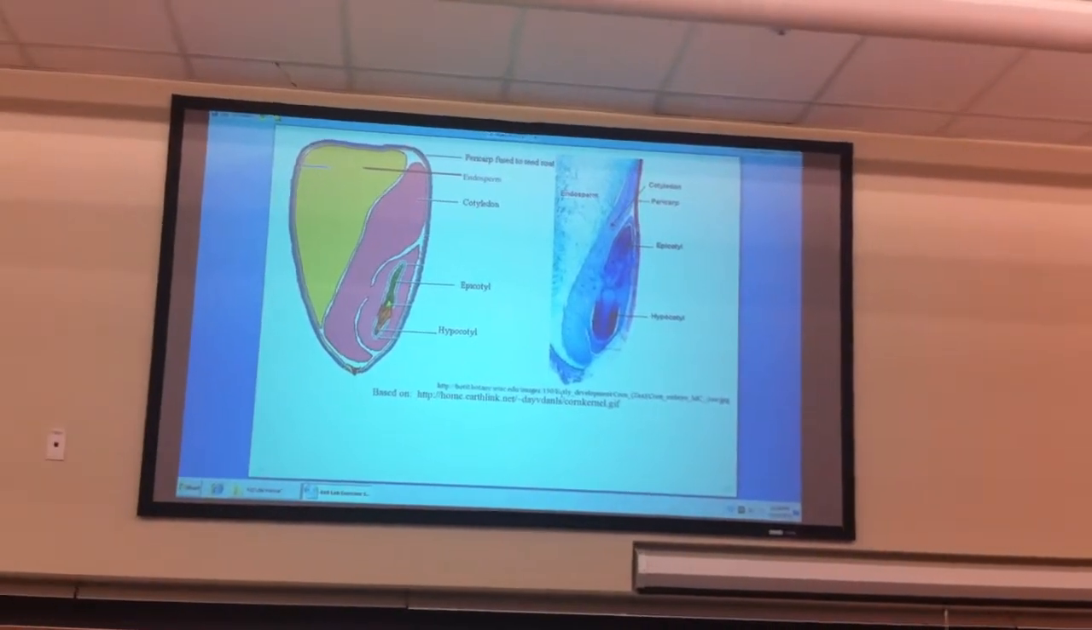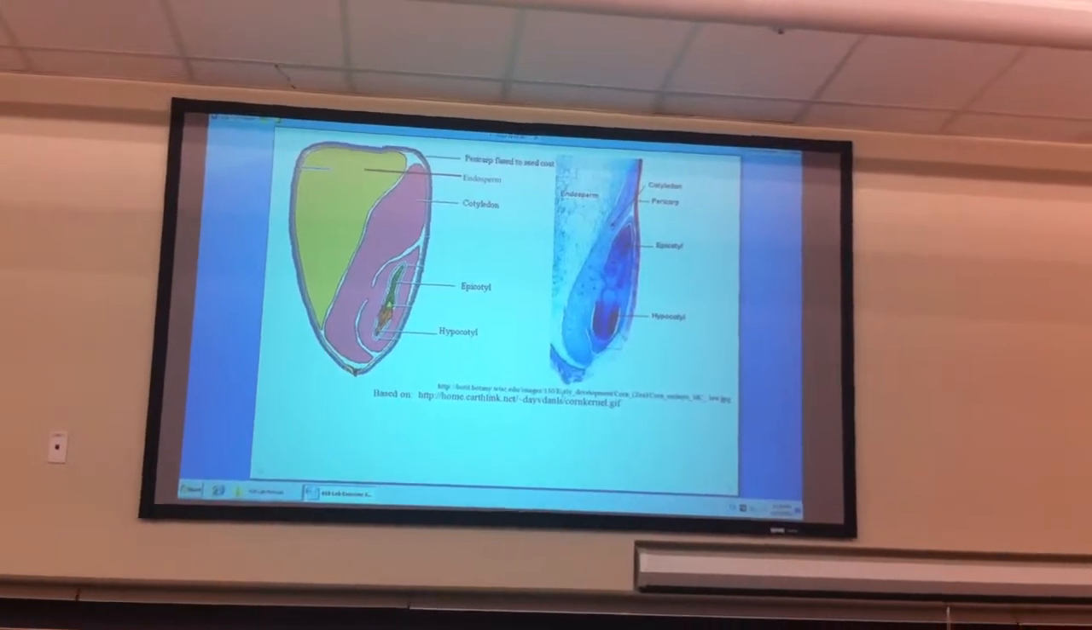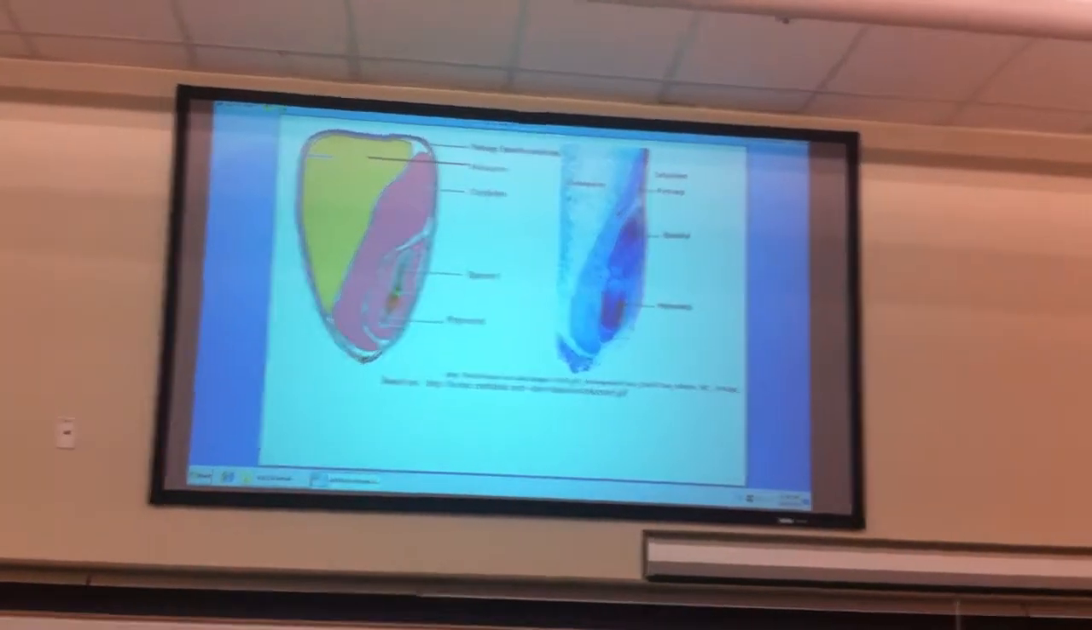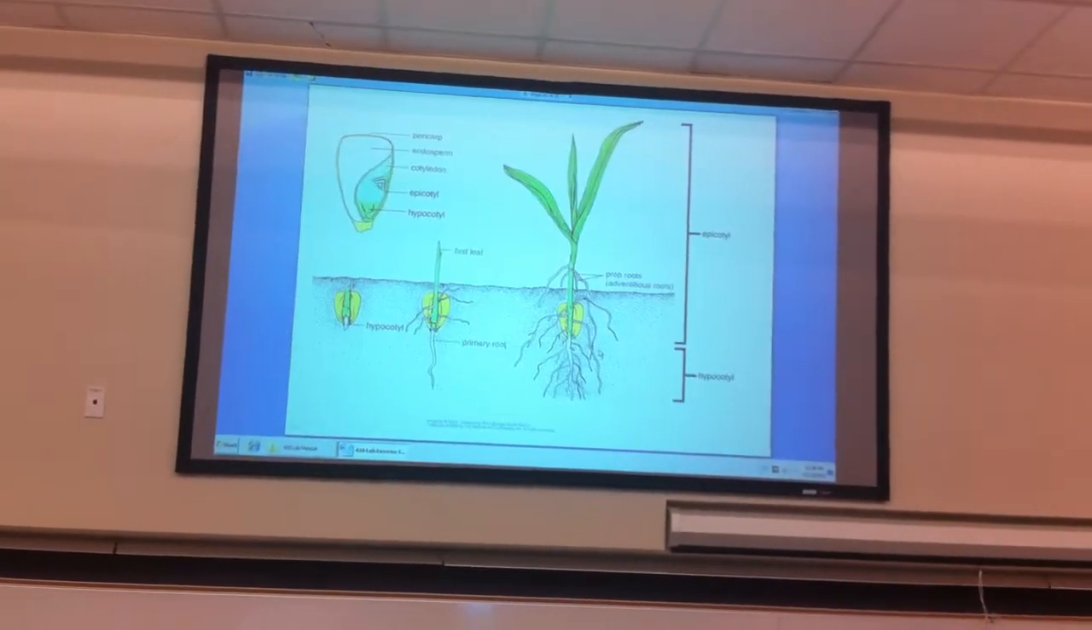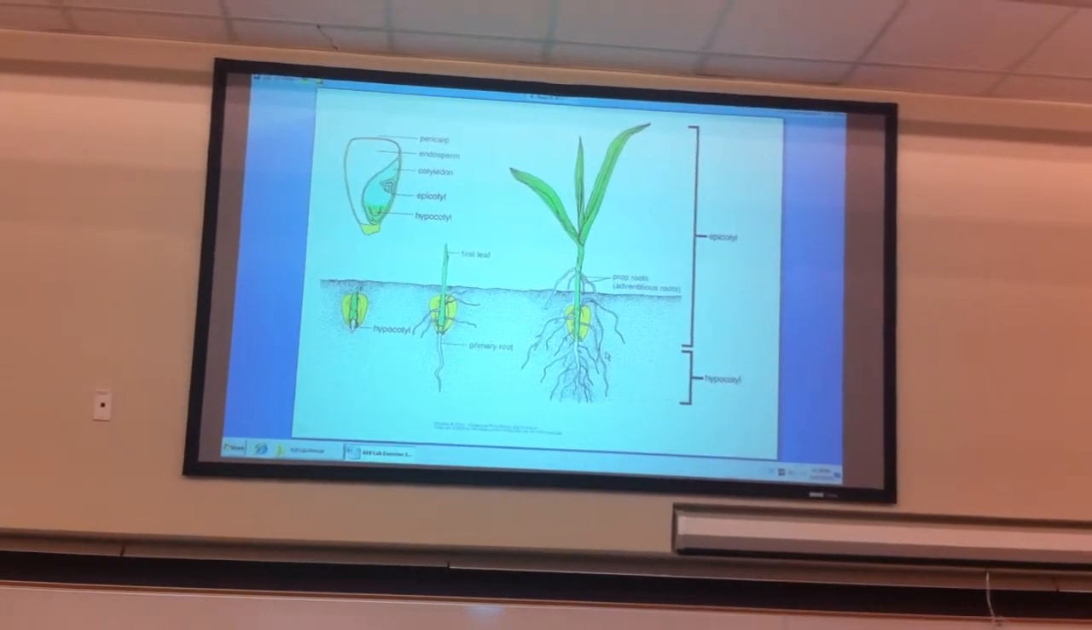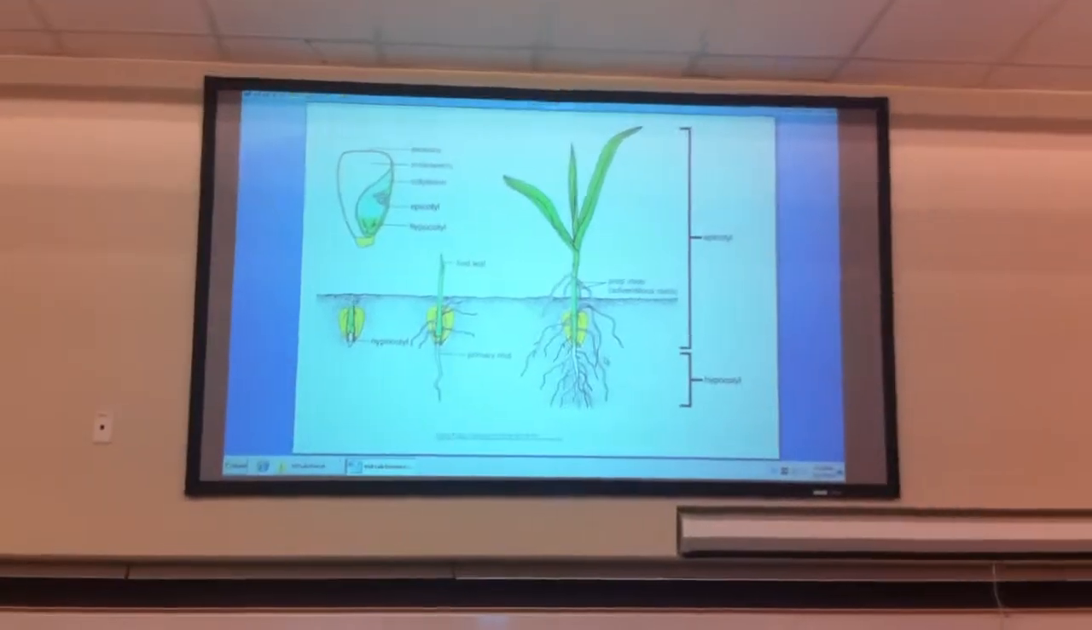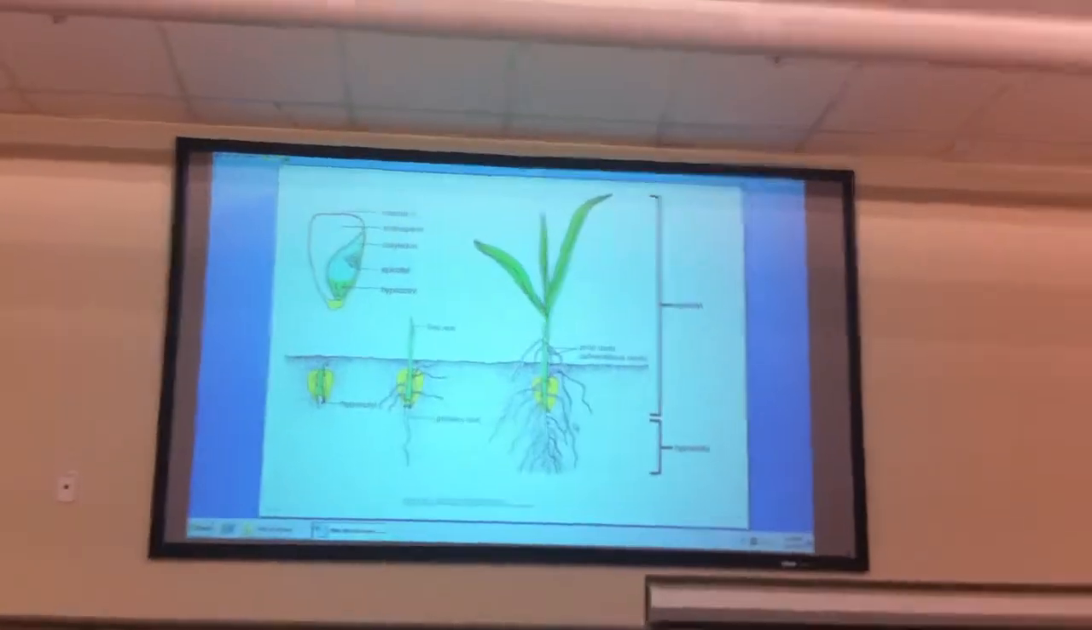So in corn the embryo is a little bit smaller, and you can only see it in the seed. Yep, I see this. So that's the life cycle. So here's that companion drawing that shows what happens when the seed germinates compared to the seed itself.